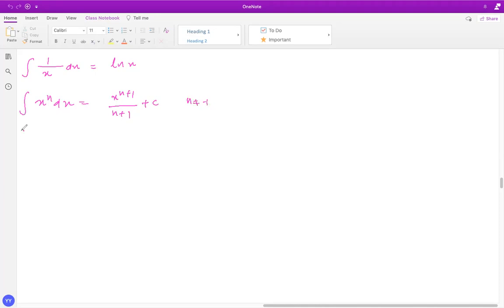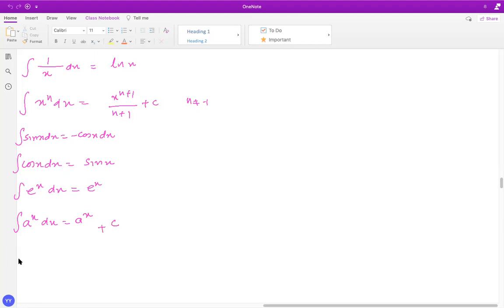The third formula was integration of sine x is negative cos x. Integration of cos x is positive sine x. Integration of e to the power x is e to the power x. Integration of, let's say, a to the power x is a to the power x over ln a plus c.